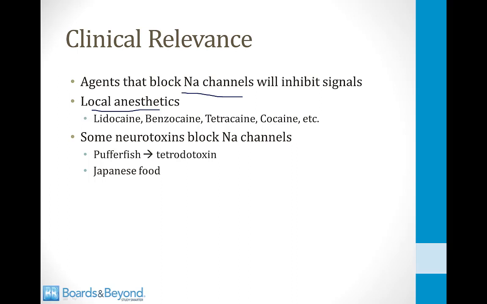There are also some neurotoxins found in nature that block sodium channels. So the pufferfish is a Japanese delicacy, and the organs of the pufferfish have this toxin called tetrodotoxin, concentrated in the organs. You have to remove those when you serve the fish to people in a restaurant. If it's not removed properly, patients can get very sick. They get dizzy and weak, and they can even become paralyzed. It's a very severe problem.